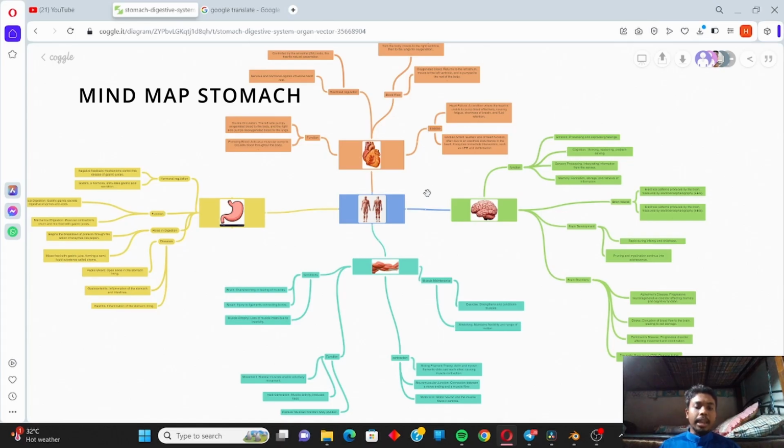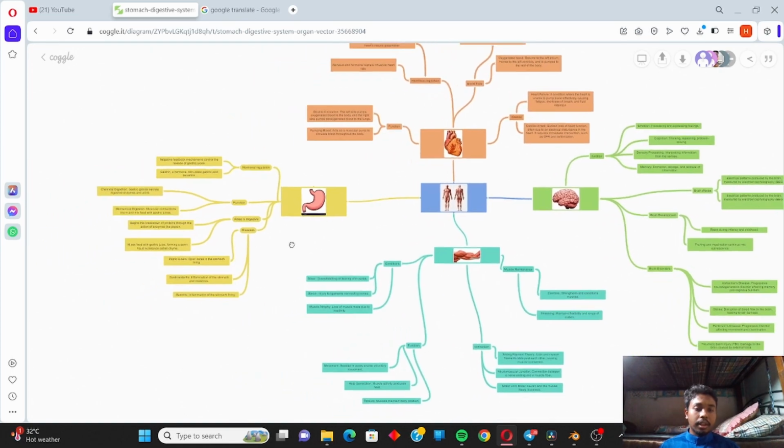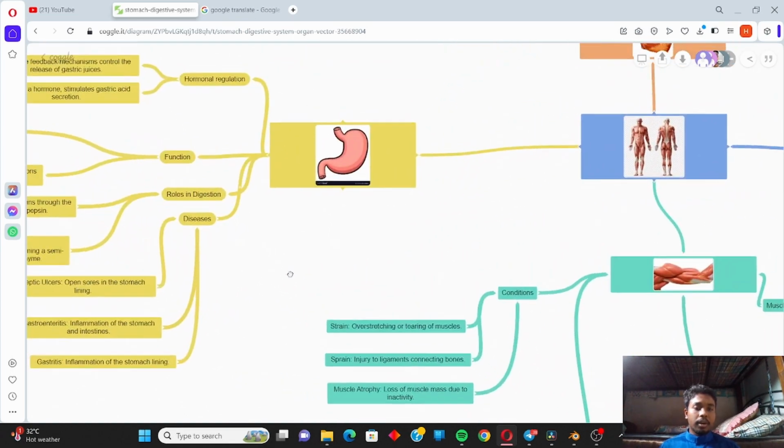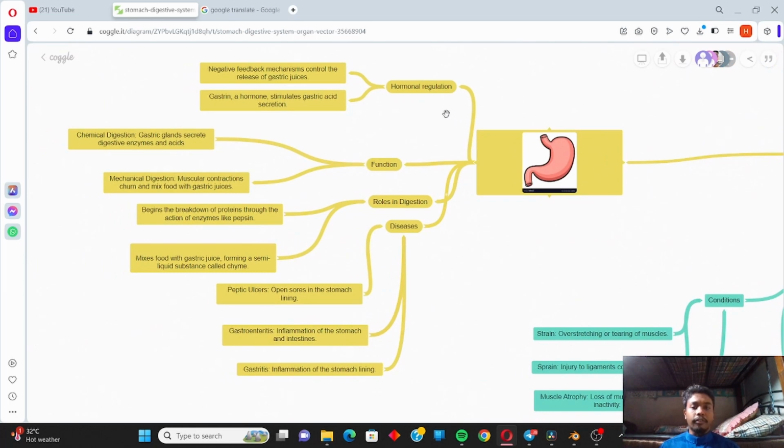This is the mind map that my group made for the human physiology system: heart, brain, muscle, and stomach. I built the stomach, so let's go and see. For the stomach mind map, we have hormonal regulation, function, role in digestion, and disease. First, I will talk about hormonal regulation.